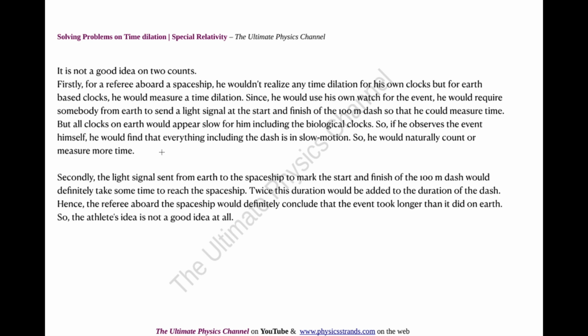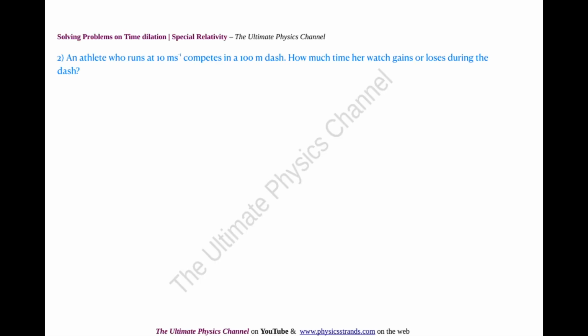I'll just put those things that I discussed now here. Yes, let's move on to the next problem. An athlete who runs 10 meters per second competes in a 100-meter dash, rather. How much time does her watch gain or lose during the dash? That is the question now.